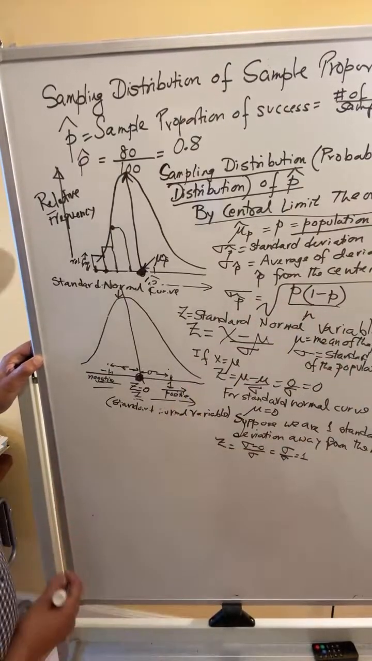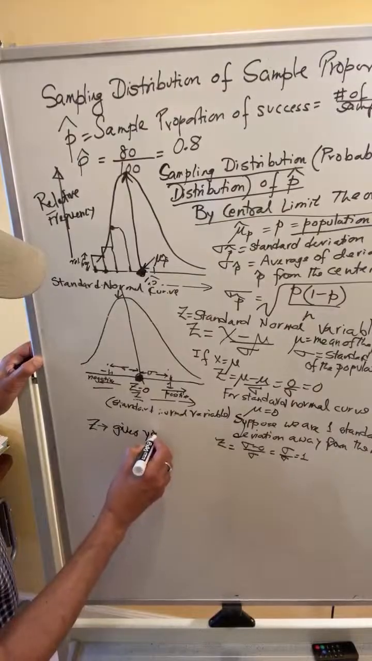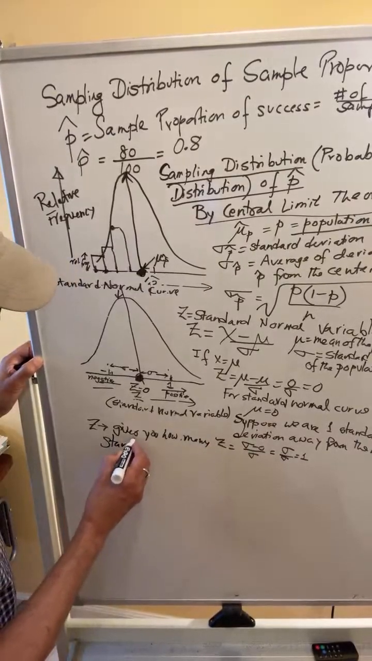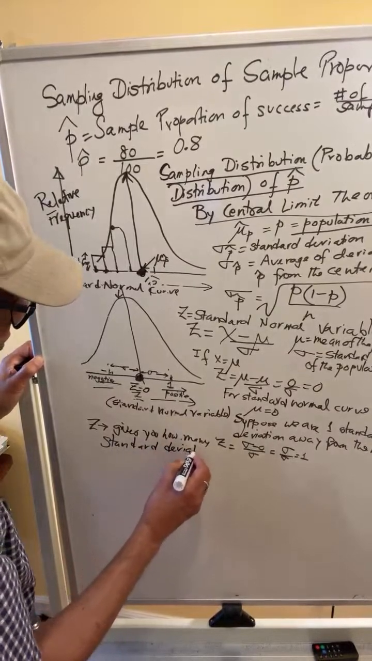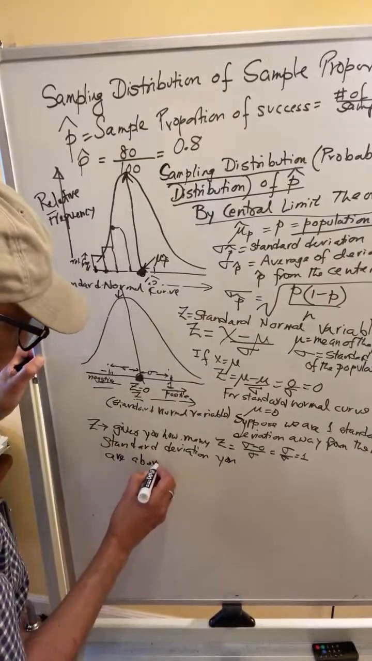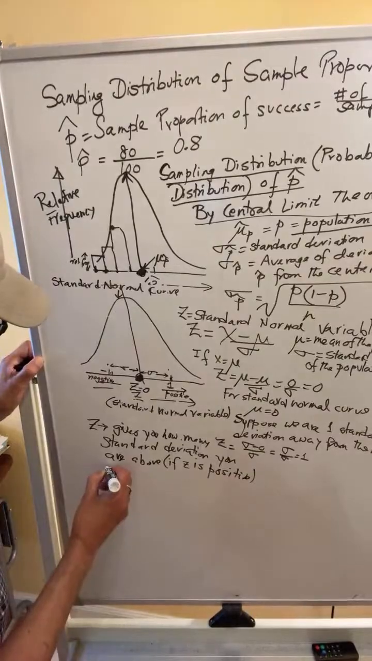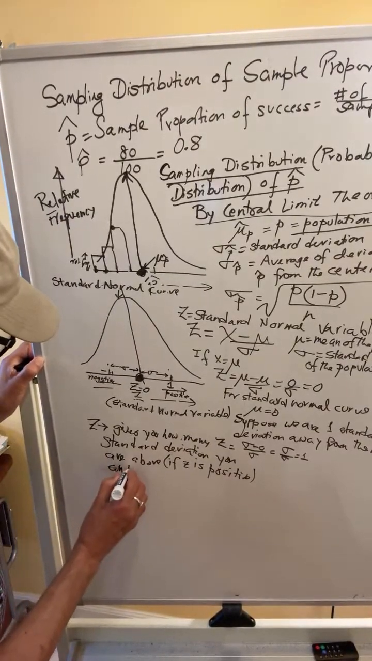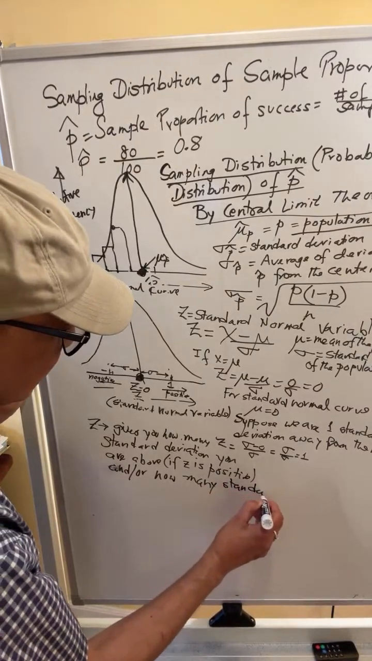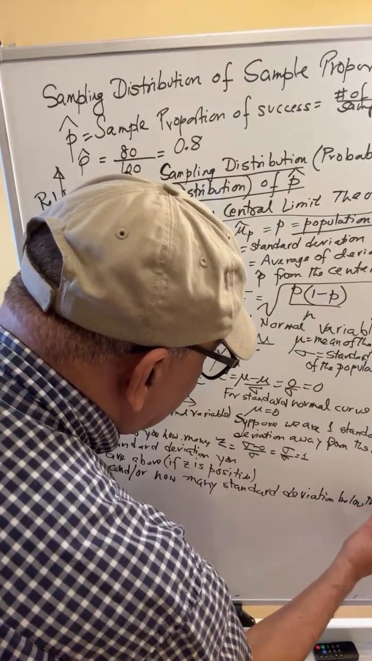So basically all this is to introduce that z gives you how many standard deviations you are above the mean if z is positive, or how many standard deviations below the mean if z is negative.